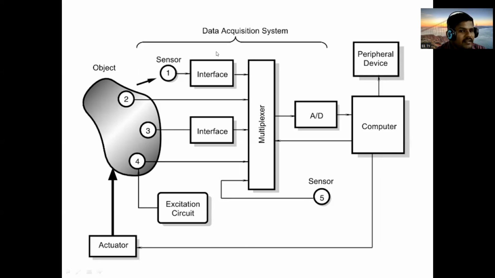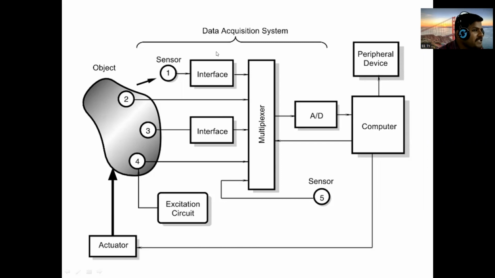So here the outputs of sensor 1 and sensor 3 are not in proper format, so we are using one interface circuit. Sensors 2, 4 and 5 are directly connected to the multiplexer. That means the output obtained from those sensors is in the proper format, so they are directly connected to the multiplexer.